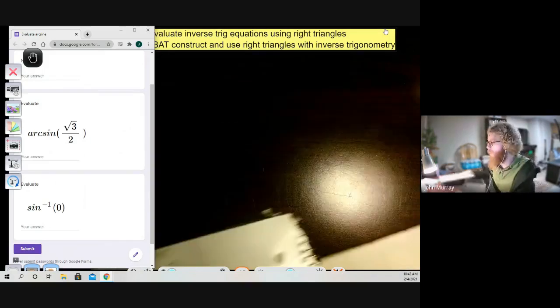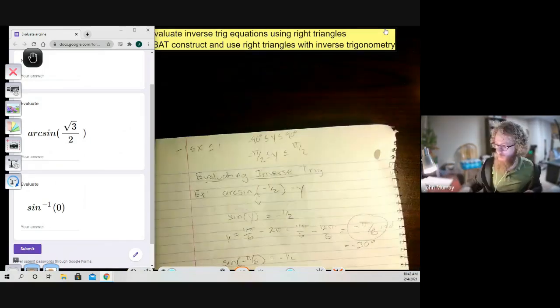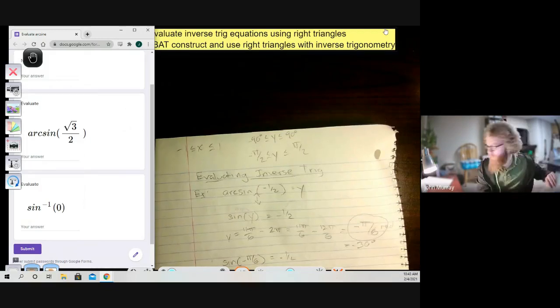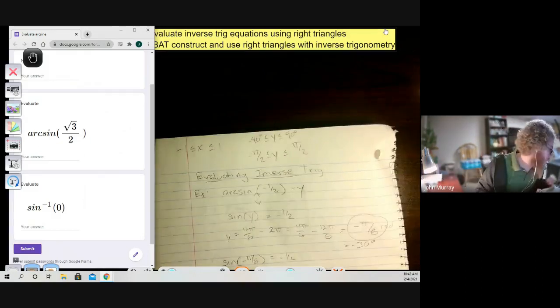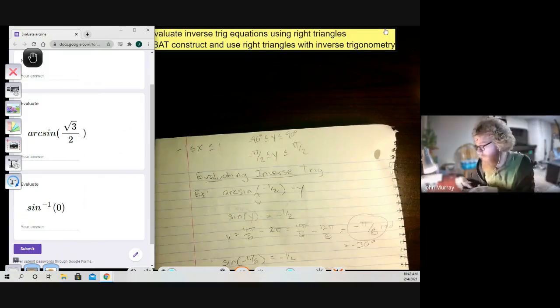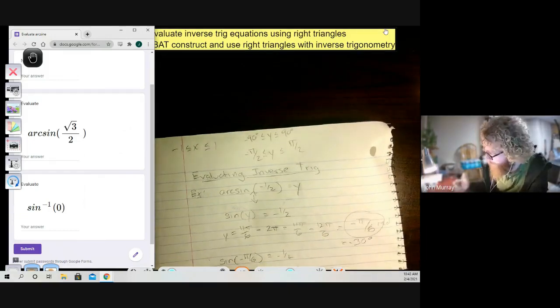So let's pick up with some rules, and then we'll go into new stuff. I am a little disorganized today. I apologize. What happened to pencil? Here's a pencil.